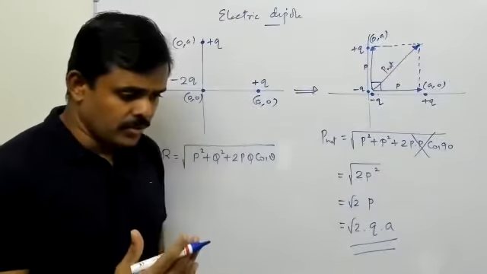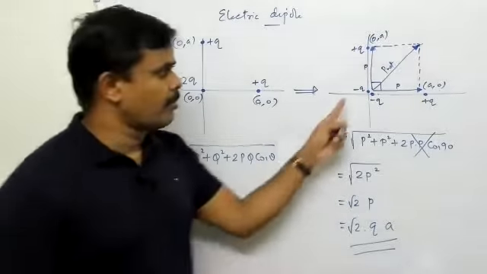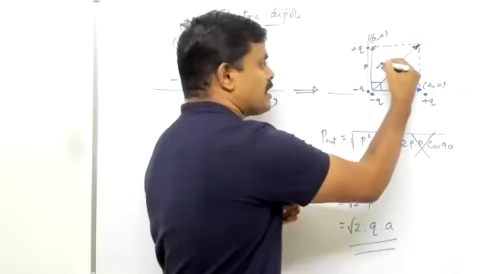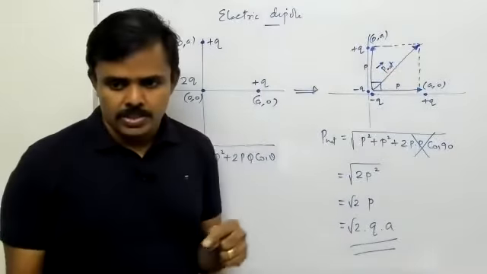They have even asked you to mark the direction of resultant dipole moment. This is the direction of resultant dipole moment, vector P net. Did you understand?